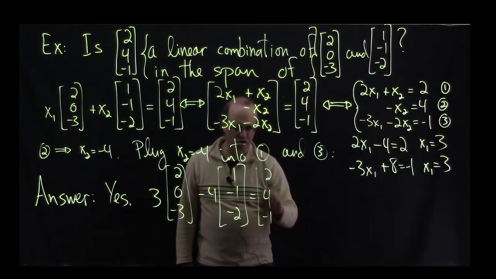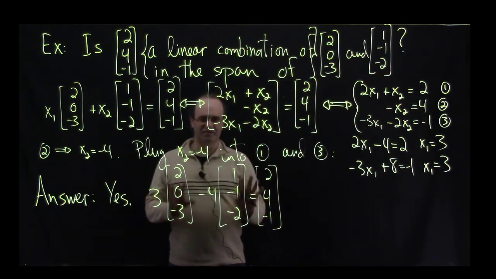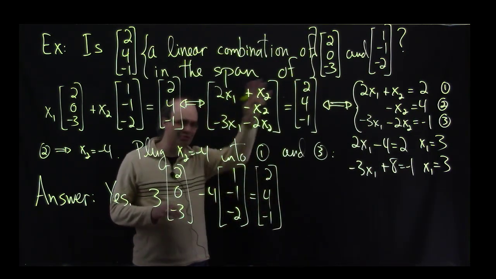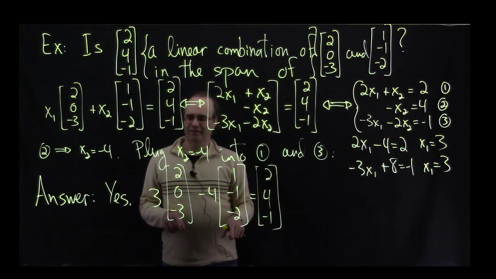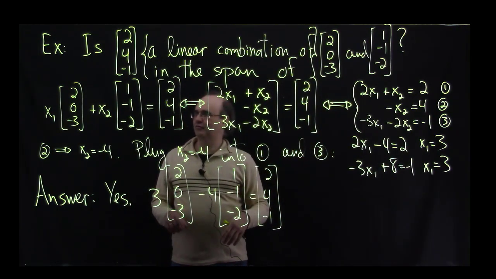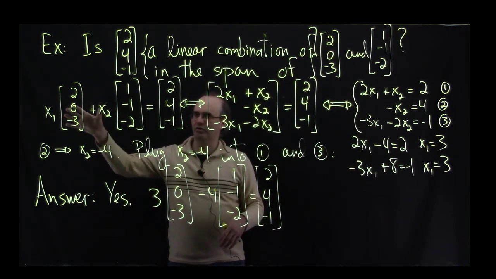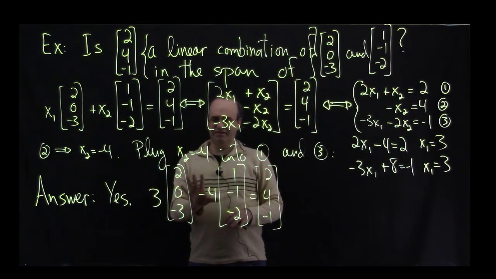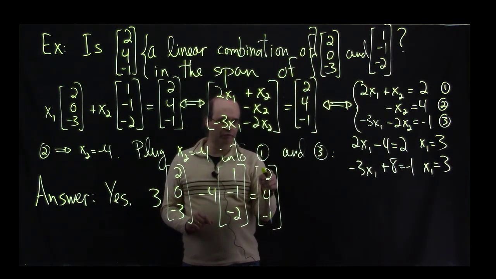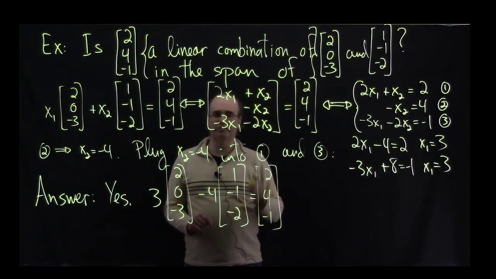At this point, you should check that this is correct. If you do something like this and think you found a solution, you can plug the values of x1 and x2 into this equality, and then check that indeed this linear combination is equal to your given vector (2, 4, -1).